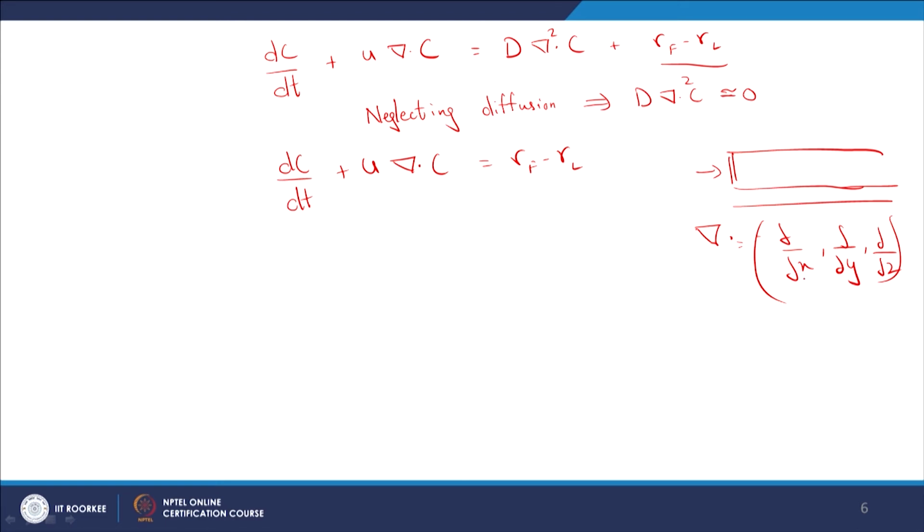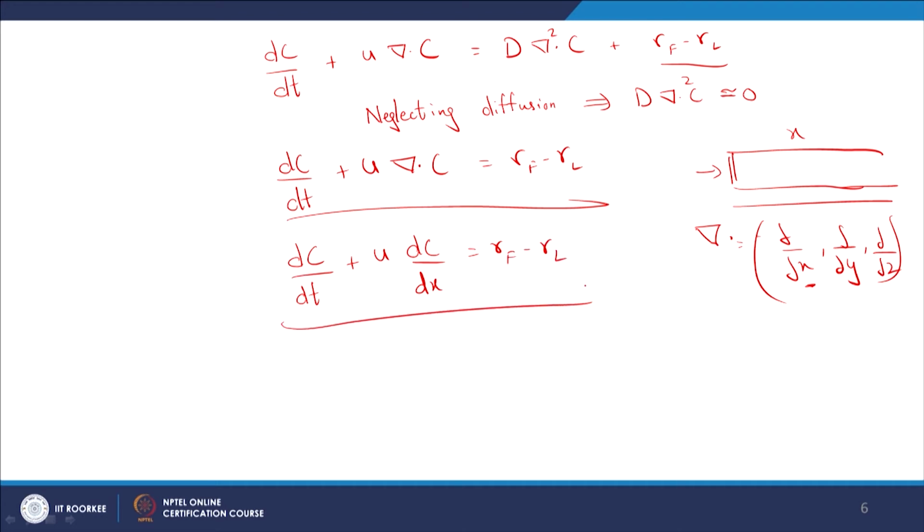But if it is only changing with one dimension, what does this transform into? dC, let us say it is only changing in the x direction. So dC/dt plus u times dC/dx equals rate of formation minus rate of loss, and we are done with our relevant equation, right. So this is similar to what we derived earlier.